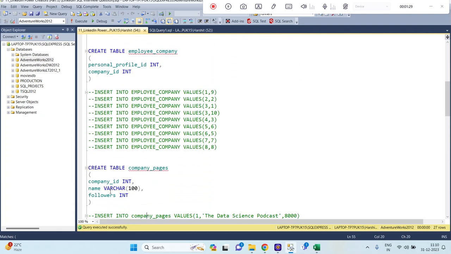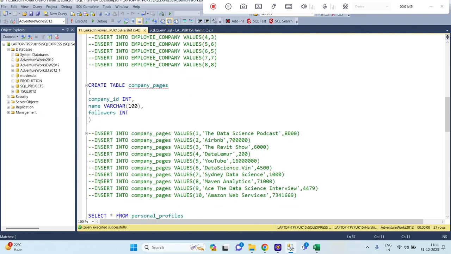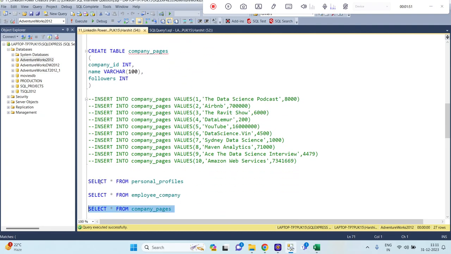And then another table is given, the company pages table, in which company ID, name and followers are given. If you see over here, the employee company ID and the company pages company ID are common columns between both the tables. Now let's see the data of all three tables.